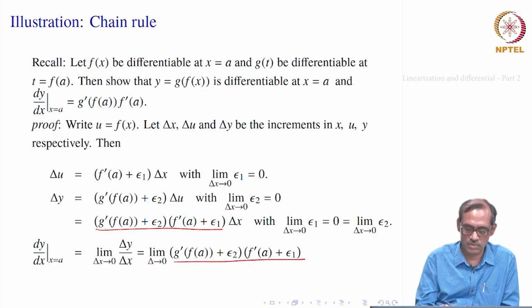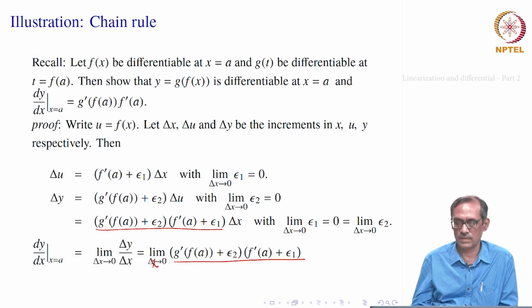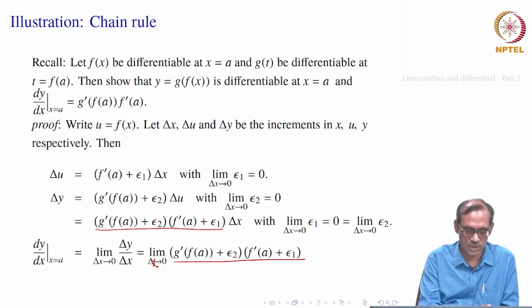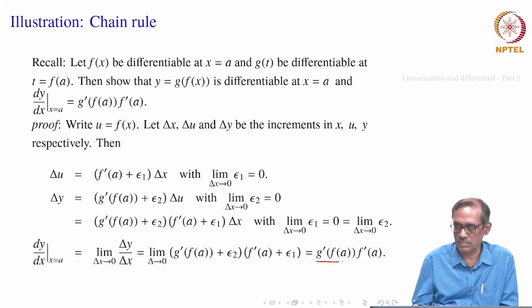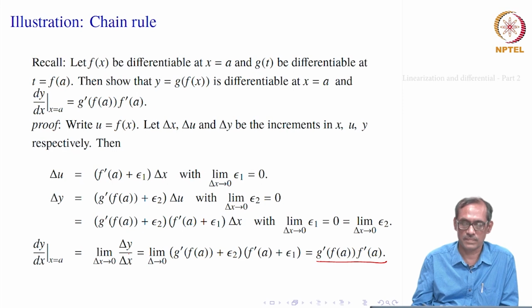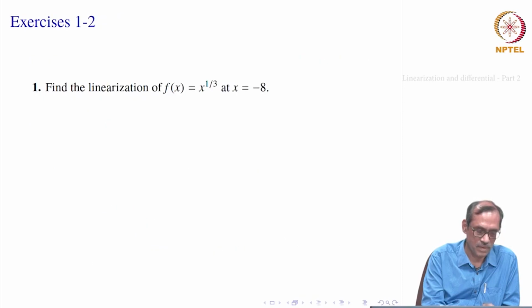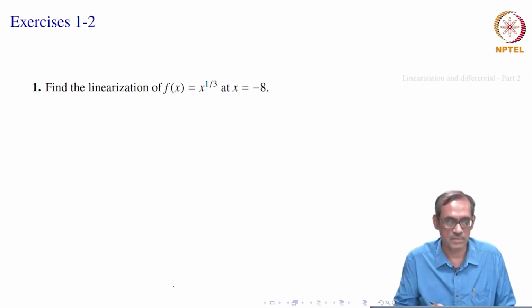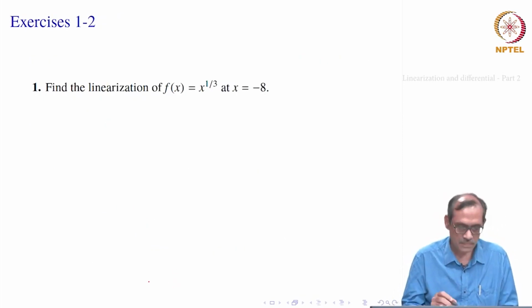Delta x goes to 0. So, when you take this product, we have epsilon 2 goes to 0, epsilon 1 goes to 0. So, directly you get the answer g prime of f of a into f prime of a. So, it is a simpler way of looking at the chain rule using the notion of differential. Okay. Let us take some problems based on this.